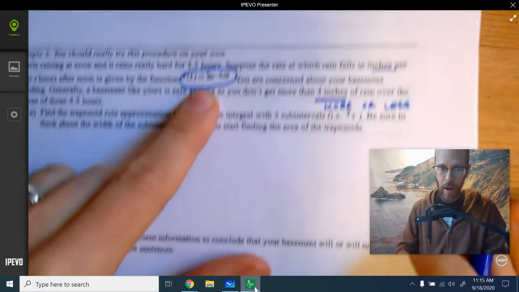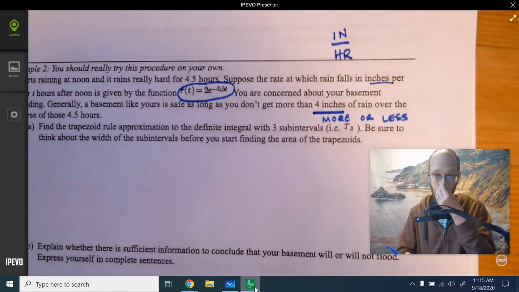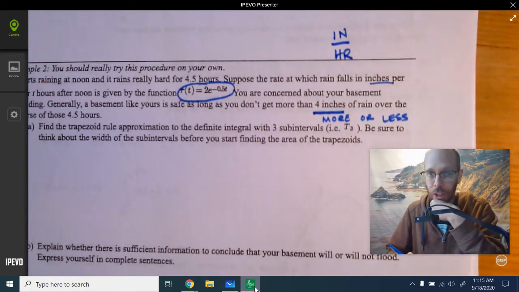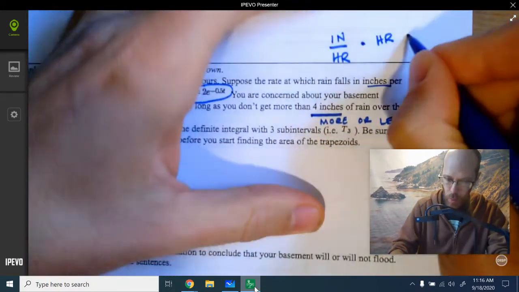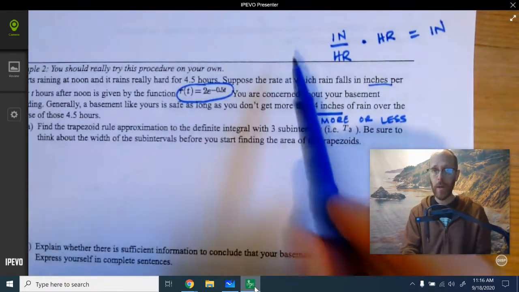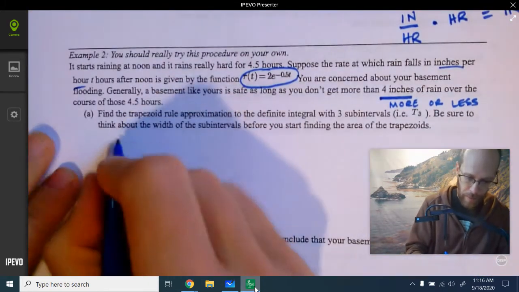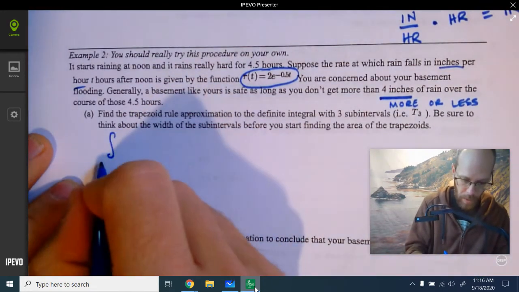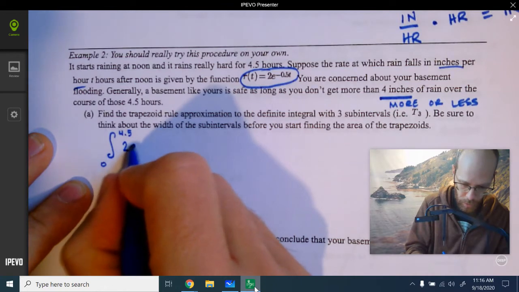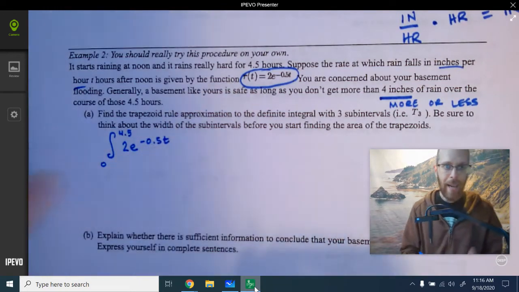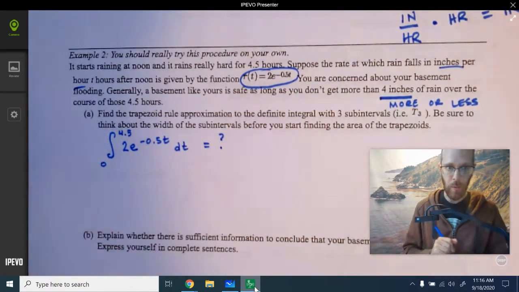Okay. And in order to answer that question, let's think about this. The units here are in inches per hour. So if we want to know the number of inches, we have to multiply by hours. So we're given a rate. We want a total. Anytime you're given a rate and you want a total, it means it's time for us to do a definite integral. So what we're interested in calculating for this problem is the integral from time 0 to time 4.5 of the function 2e to the negative 0.5t. I could have written r of t just as easily there, dt. We want to know what that is equal to.